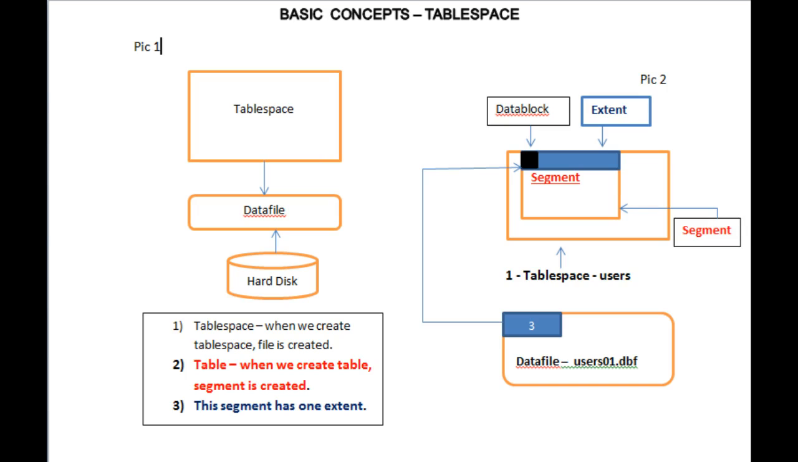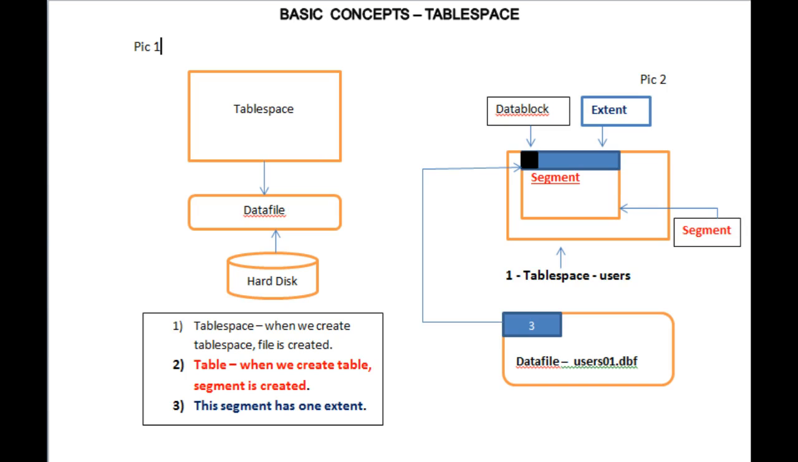Segment gets a piece of space from data file. Look at the arrow going from data file to the segment. Okay, so segment gets a piece of space from data file. It's called extent. Alright. In short, segment gets space from data file of table space. Segment has got extents. An extent has got data blocks.